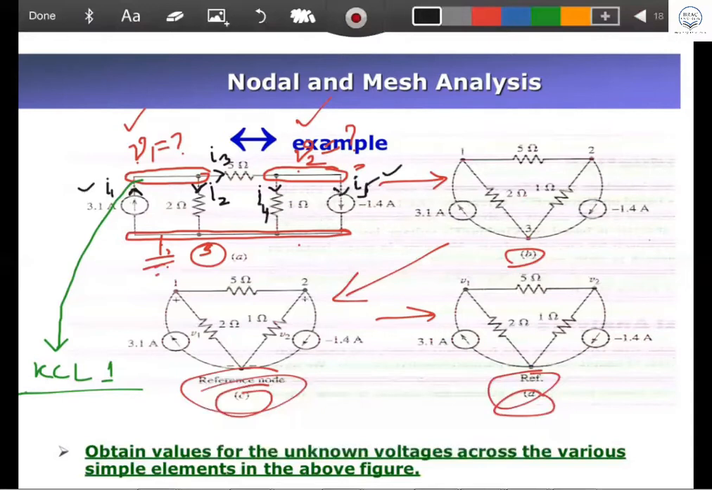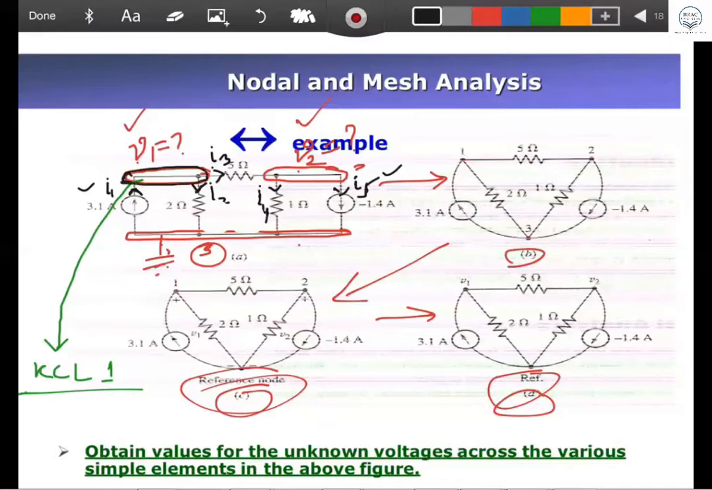Whenever you find the answers for I2, I3, and I4, the I2 or I4 answer can be negative. If it is negative, then the direction will be opposite. You have to understand, it is what I told you earlier. So you don't need to worry about the I1, I2, I3 direction. An arbitrary direction can be considered here. Now, if you apply the KCL1, how many currents are in this node? If we ask you how many currents are in node 1, there are 3 currents.